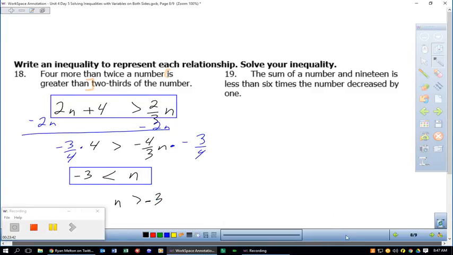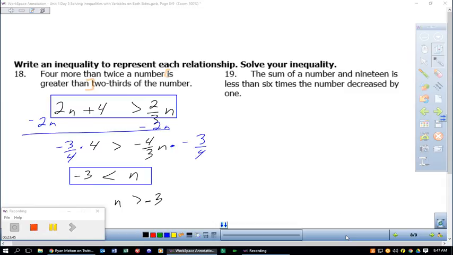All right, number 19. Almost there. The sum of a number and 19 is less than. Okay, is less than is our symbol. The sum of a number and 19. So what does sum mean? Answer to an addition. So we have the sum of our number and 19 is 6 times the number decreased by 1.